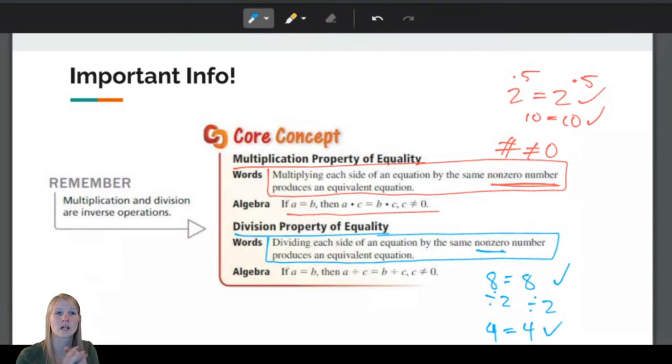Just like our addition and subtraction properties of equality, we can multiply or divide the same number on both sides of the equation, and we have an equivalent equation.